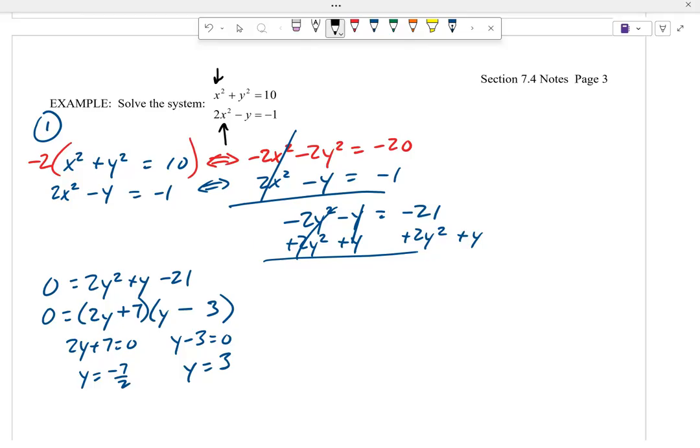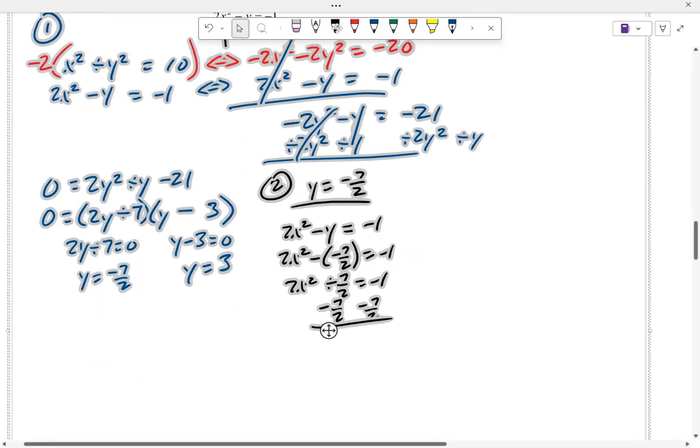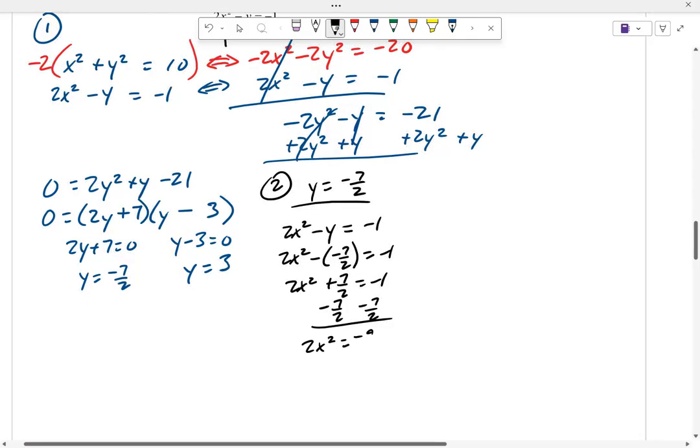Okay, so let's go ahead and pick the bottom one here initially. So step 2 does this one. I just want to make sure, does it satisfy both equations? So we get 2x squared minus a negative 7 halves equals negative 1. 2x squared plus 7 halves equals negative 1. That subtracts 7 halves. So negative 2 over 2 minus 7 over 2 is negative 9 over 2. Divide by 2. I got negative 9/4.